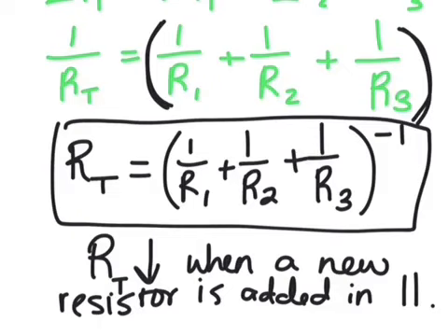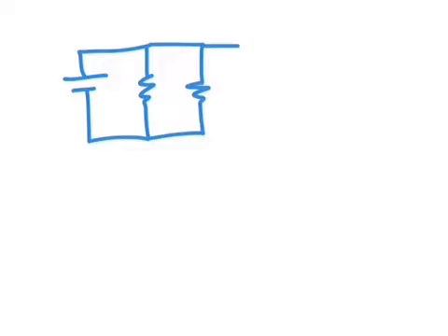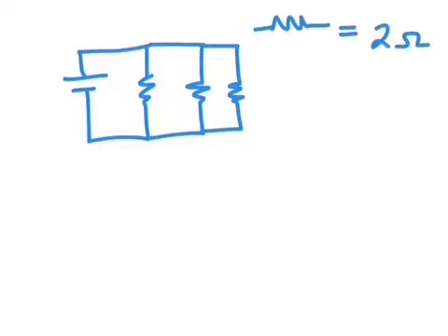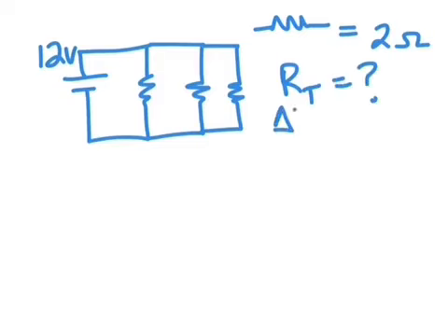So let's do a little quick example so we can see how this actually works. Let's say I have a battery, resistor 1, resistor 2, I'll do 3, and let's say that each resistance is equal to the same amount, so we'll put 2 ohms. I'm going to make the battery 12 volts, just for kicks, and then what I want to know is, what is the total resistance? What is the total voltage? And what is the total current?